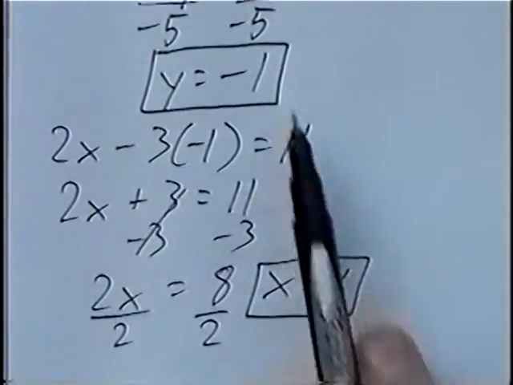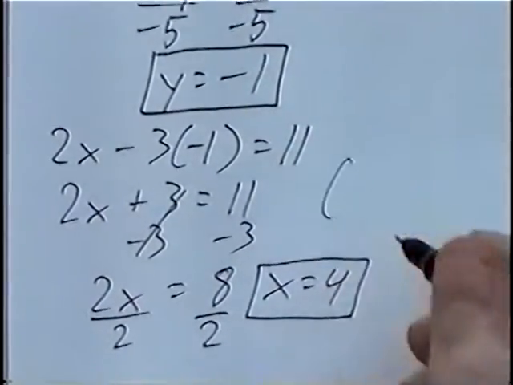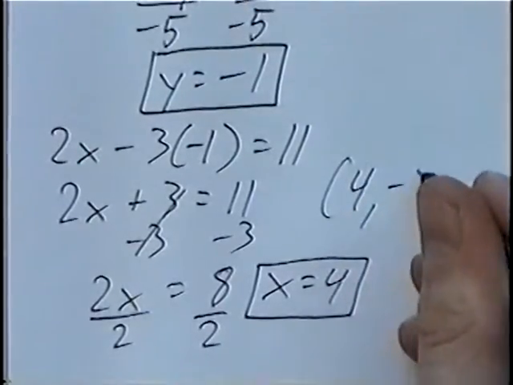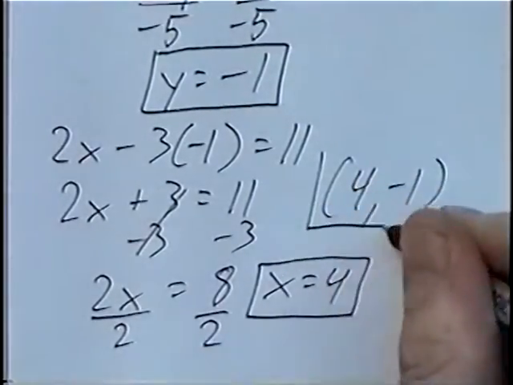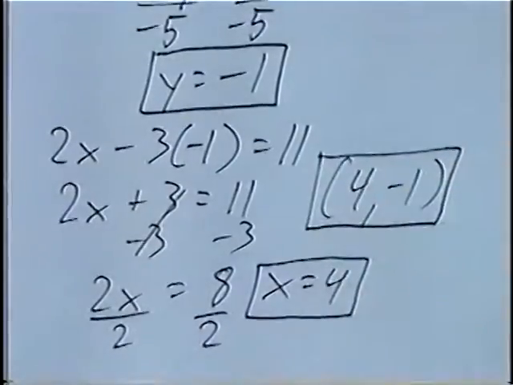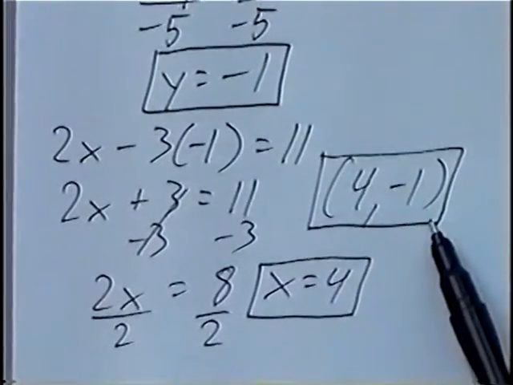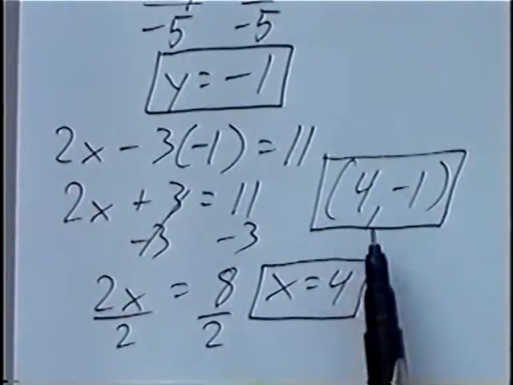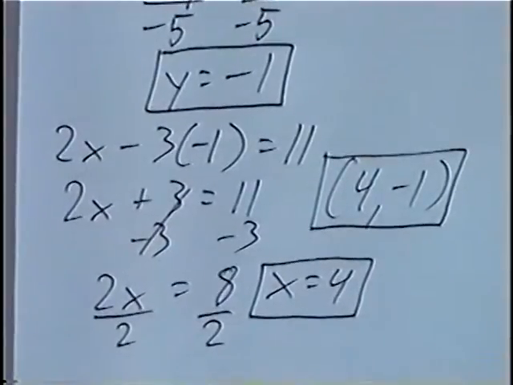x equals 4, y equals negative 1, and again you can write that as a point, x comma y, which is 4 comma negative 1. Which also means if you graph the two equations on the xy axis, they will cross at 4, negative 1.